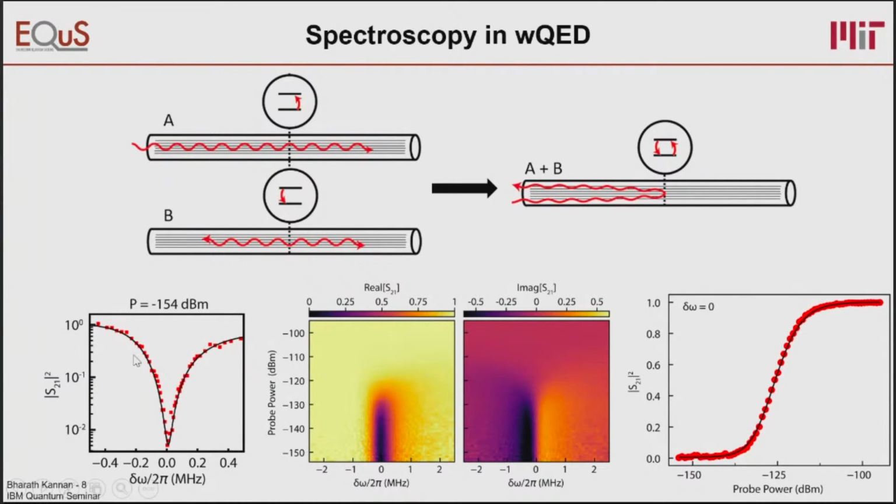Yeah, and indeed, as you mentioned, this is the sort of behavior that you would expect for a classical resonator, but the key difference here is the nonlinearity of our qubit means that this feature becomes saturated as you increase the probe power.